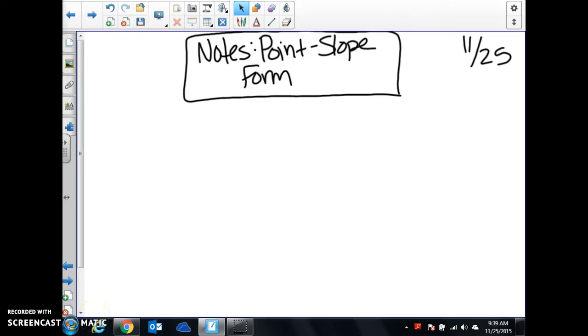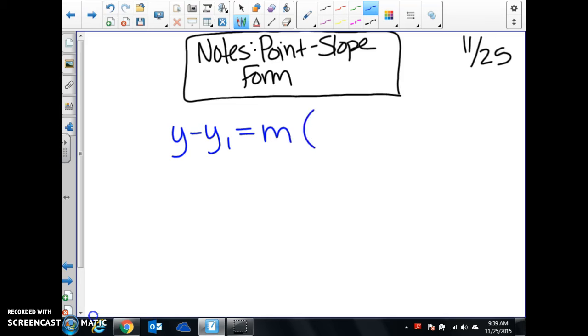Okay, so point slope form is what we're going to be talking about. Here's the formula for point slope form. It is y minus y1 equals m(x minus x1). All right, so if you look at the formula, it's point slope form.